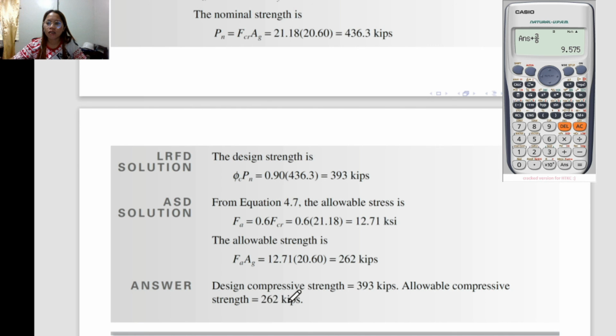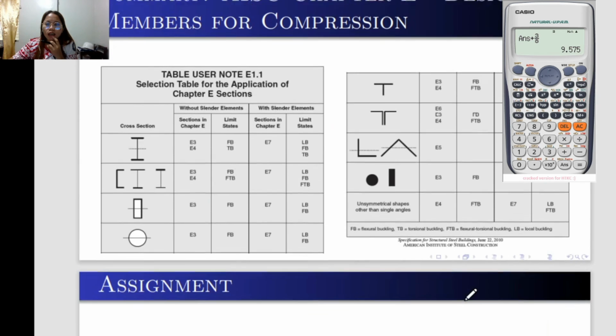So it is allowable. But of course, for both ASD and LRFD solution, your applied loads should not exceed these two solution results, the design compressive strength for LRFD and the allowable compressive strength for ASD, both design compressive strength and allowable compressive strength.